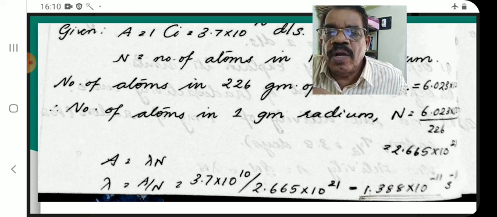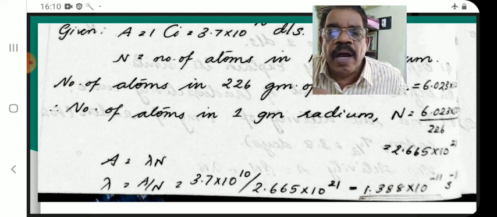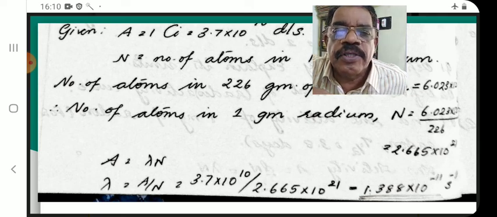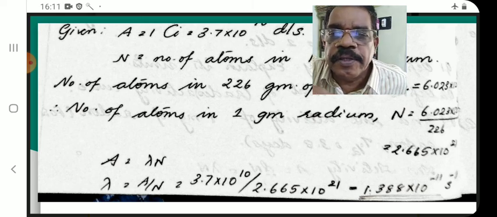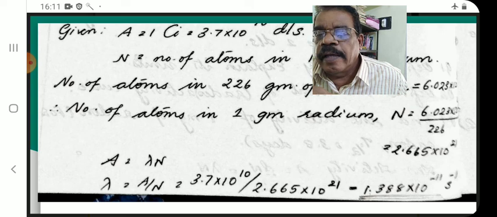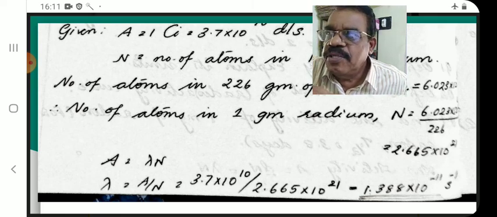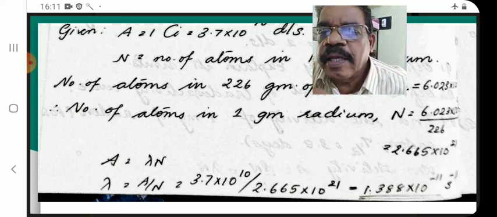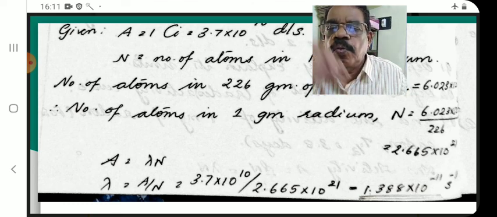Therefore, number of atoms in 1 gram of radium N is equal to 6.023 into 10 raised to 23 by 226. That is 2.665 into 10 raised to 21. A is lambda n. Lambda, decay constant, is A by n. 3.7 into 10 raised to 10 by 2.665 into 10 raised to 21 is equal to 1.388 into 10 raised to minus 11, second raised to minus 1.